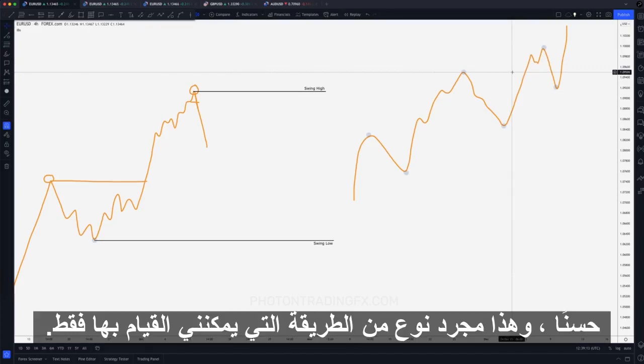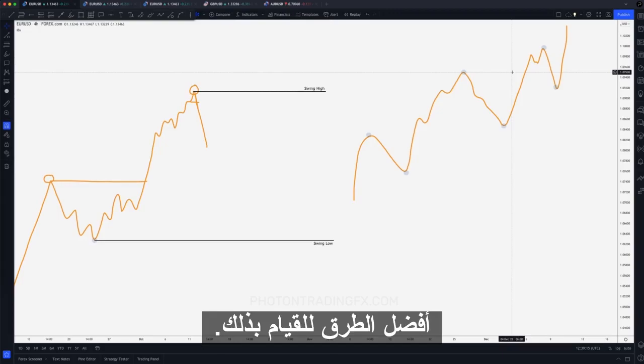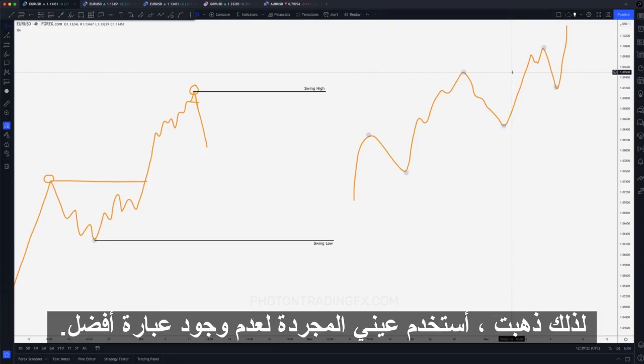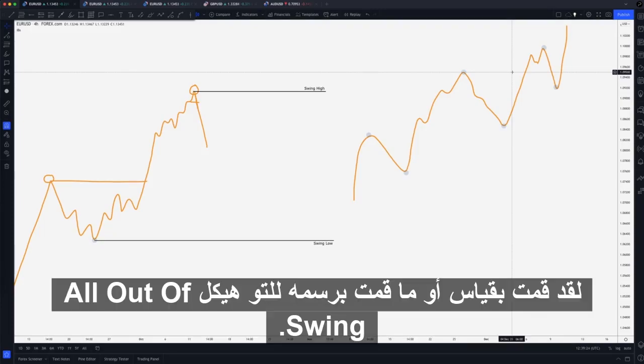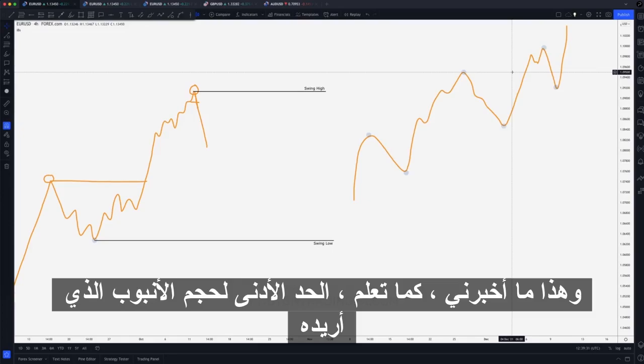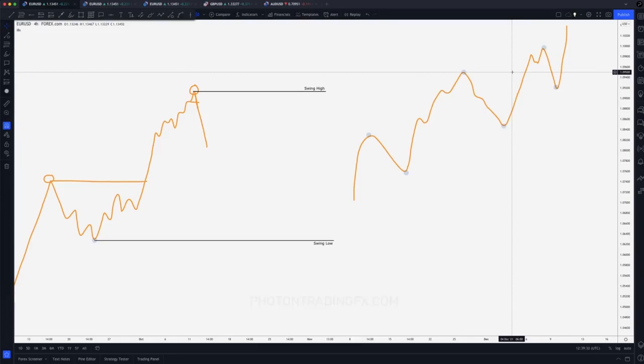Okay, and that's just the way that I currently do it. There might be better ways to do it. There might be more mechanical ways. That's fine. Use whatever you want. But for me, this is how I do it. So I use my naked eye, for lack of a better phrase. I drew out all of the swing structure, then measured all of those swings, and that told me the minimum pip size that I want to see. And now I just use that.